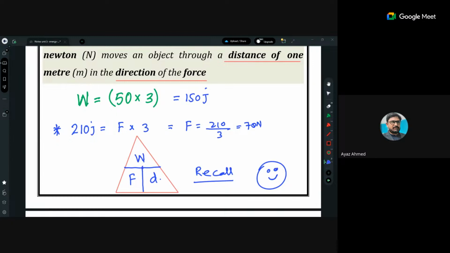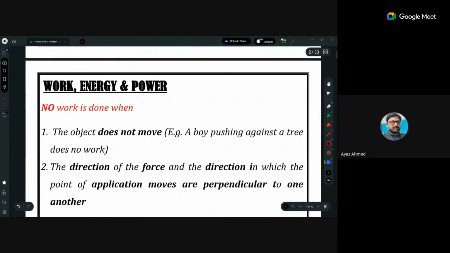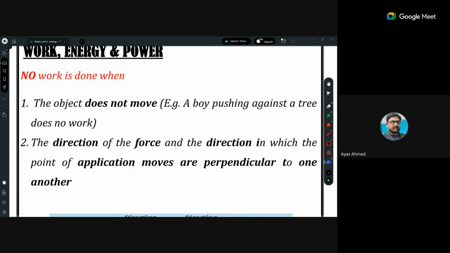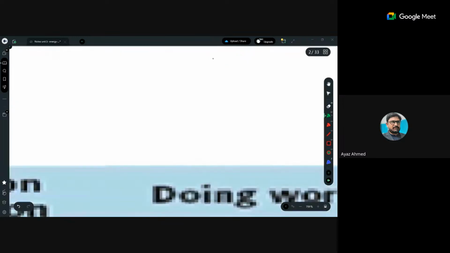Okay. So right after that, there are some conditions in which there is no work done at all. No work done means under some circumstances you are trying to do some work, but it is not work in physics. For example, what is that condition? Just see the formula, W is equal to F times D. If this distance is equal to 0, then work is equal to 0.